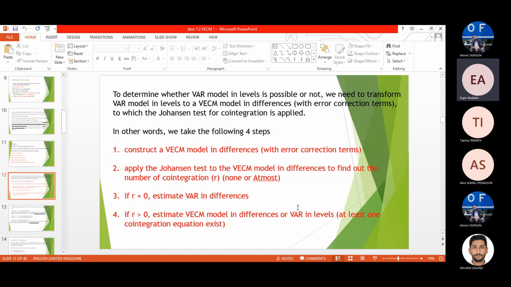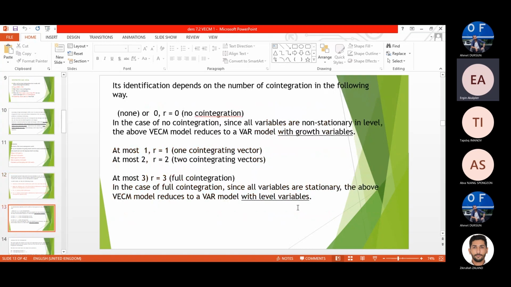If R is equal to 0, we will then estimate a VAR in differences. And if R is more than 0, then estimate the vector error correction model in differences of the VAR in levels. At least one co-integration equation will then be available. Its identification depends on the number of co-integrations in the following way. None, so-called 0, R is equal to 0: there is no co-integration.